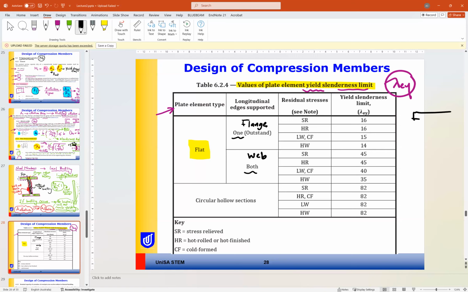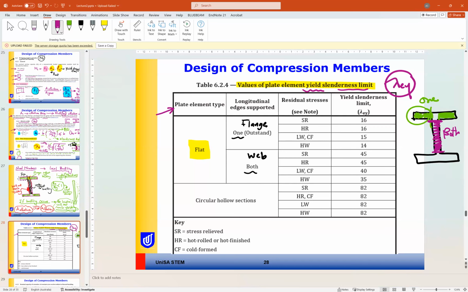So if you look again here, this part of the flange here or here is supported from one side. But the web is supported from both sides.